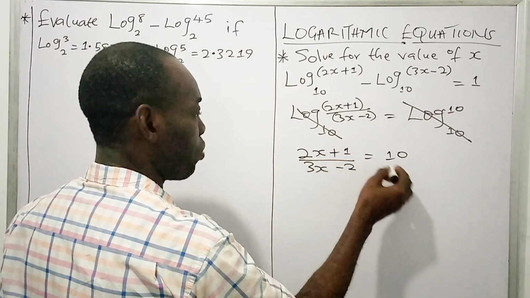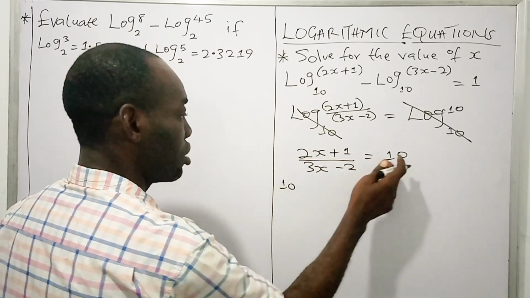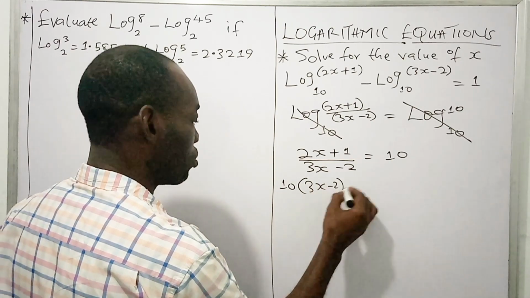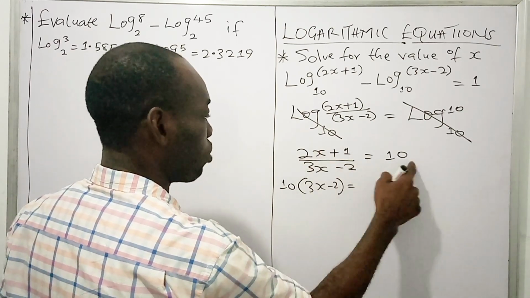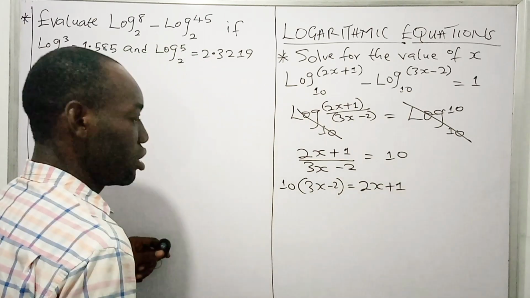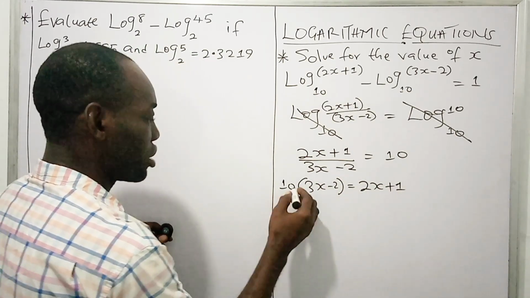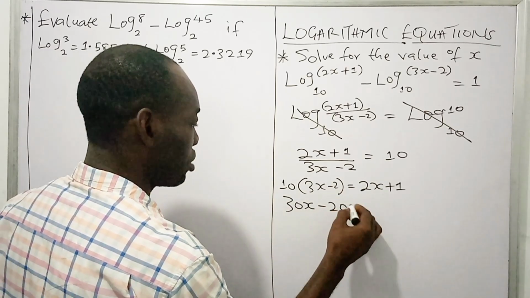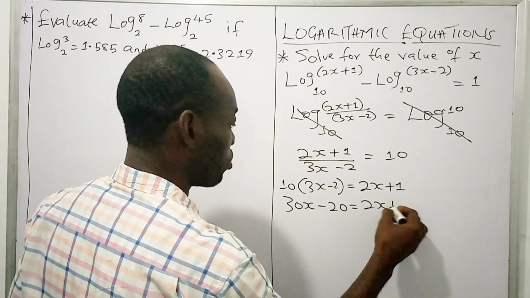Now if we cross multiply here, the 10 will multiply the denominator, which is 3x minus 2, and the 2x plus 1 will multiply the 1, and that will give us the same expression. Then from here, we open the bracket, that will give us 30x, here will give us negative 20, while here we still have 2x plus 1.